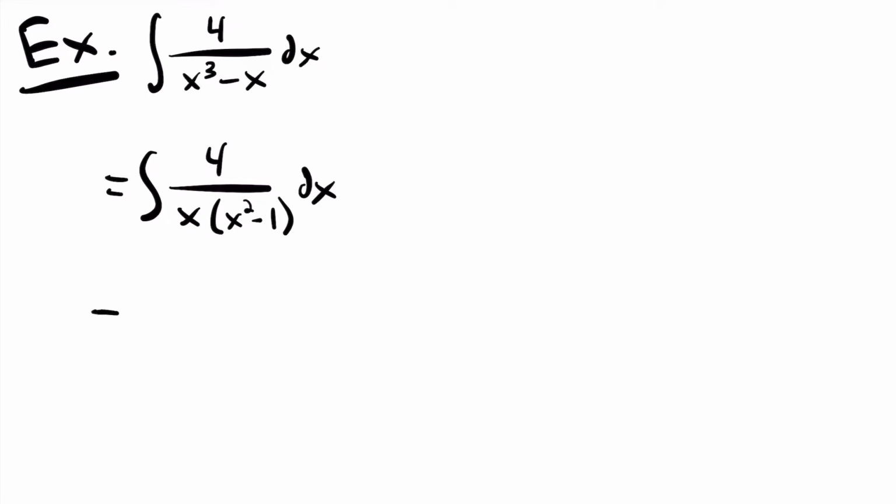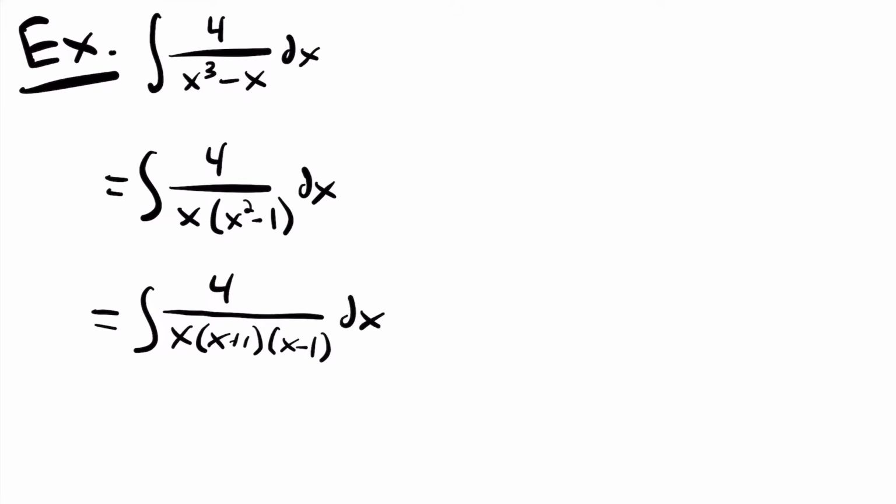In this case, x squared minus 1 will become x plus 1 times x minus 1. And so this will be equal to the integral of 4 divided by x times x plus 1 times x minus 1 times dx. Okay, so now we have fully factored the denominator of our rational function, and we can see that we have 3 distinct linear factors. What I mean by a linear factor is a factor where x is to the first power.